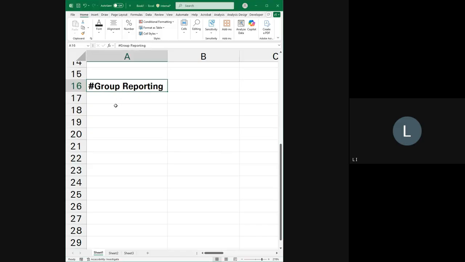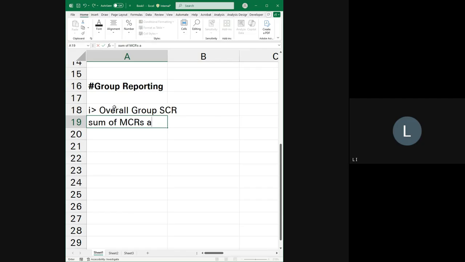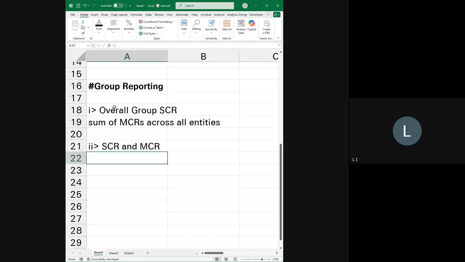Okay, so for the group, the first motive is to calculate two things. The overall group SCR, where you consider everything as a single legal entity and take into account every diversification, and within that, there is one more thing, the sum of SCRs across all entities, right? So this is the first requirement. The second requirement is that every subsidiary individually also covers its own SCR and MCR. Okay, so these are the two requirements for group reporting.